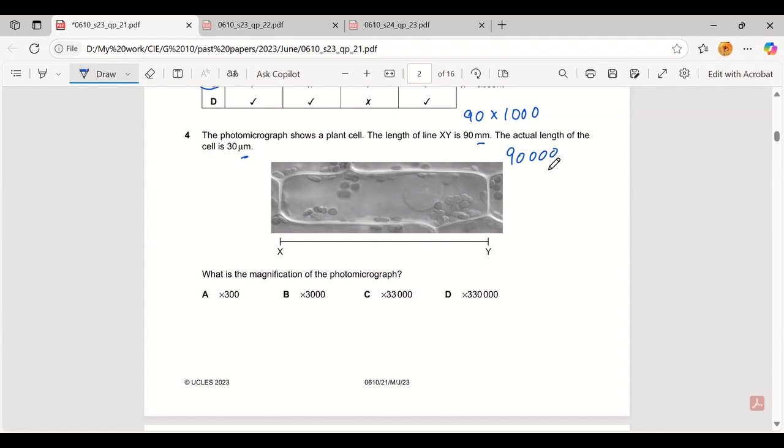Okay, this is the image size. What is the magnification? What are you going to do? So it will be image over actual. Okay, this 90 over 30 will give 3,000, so B. 3,000, yes.